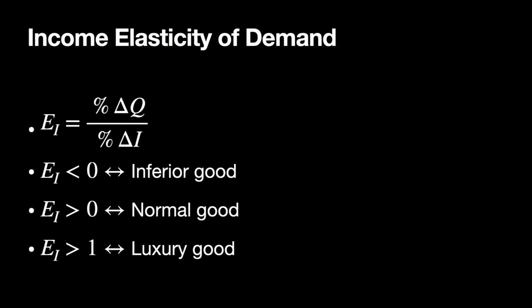When the income elasticity of demand is greater than 1, we call the good a luxury good. This suggests that in relative terms, when income goes up, demand goes up by even more, or when income goes down, demand goes down by even more. For instance, a good would be a luxury good if a 5% increase in income led to a 10% increase in demand.